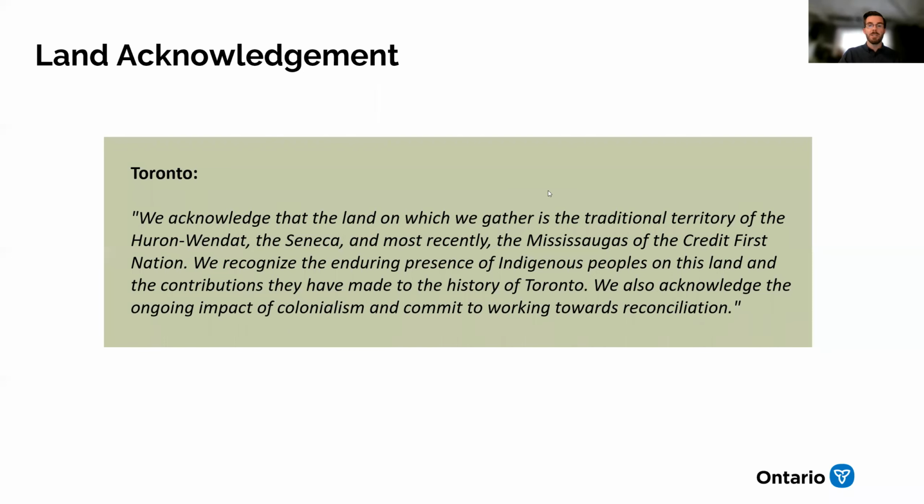So I know we did a land acknowledgement, but I also have one, so I will go through that before we start. The land acknowledgement is for Toronto. We acknowledge that the land on which we gather is traditional territory of the Huron-Wendat, the Seneca, and most recently, the Mississaugas of the Credit First Nation. We recognize the enduring presence of Indigenous people on this land and the contributions they have made to the history of Ontario. We also acknowledge the ongoing impact of colonialism and commit to work towards reconciliation.